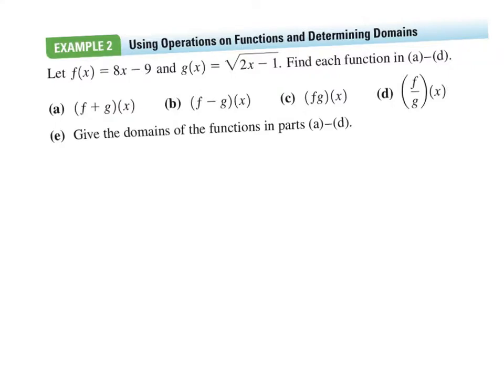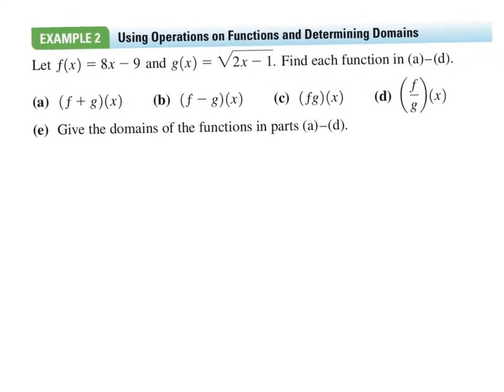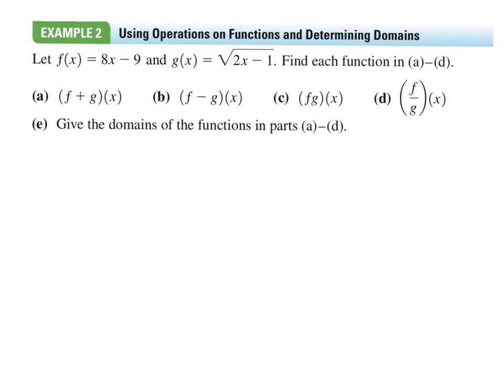So for example 2, it says let f of x be equal to 8x minus 9 and g of x be equal to the square root of 2x minus 1. Find each function in parts a through d, and part e says find the domain. So for part a, it says f plus g of x. So that would be equal to f of x, which is 8x minus 9, plus the square root of 2x minus 1. And actually you can't simplify this.